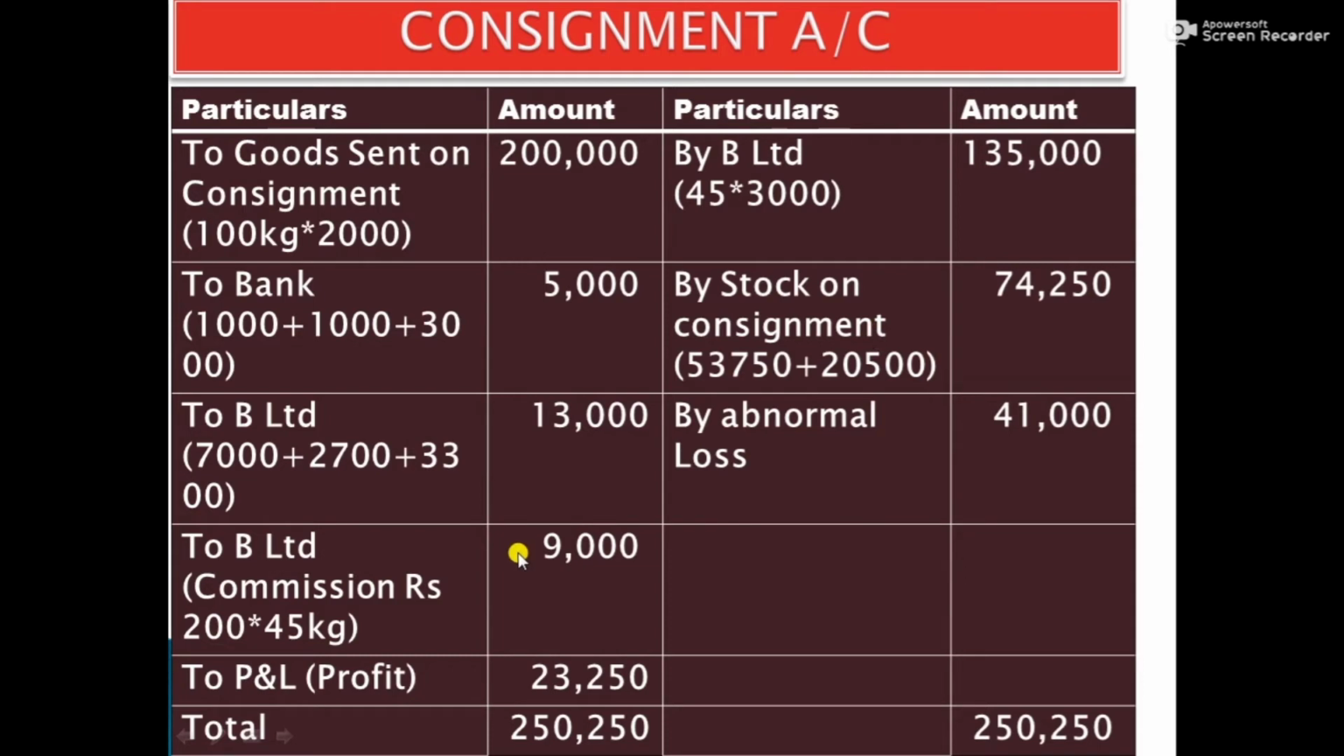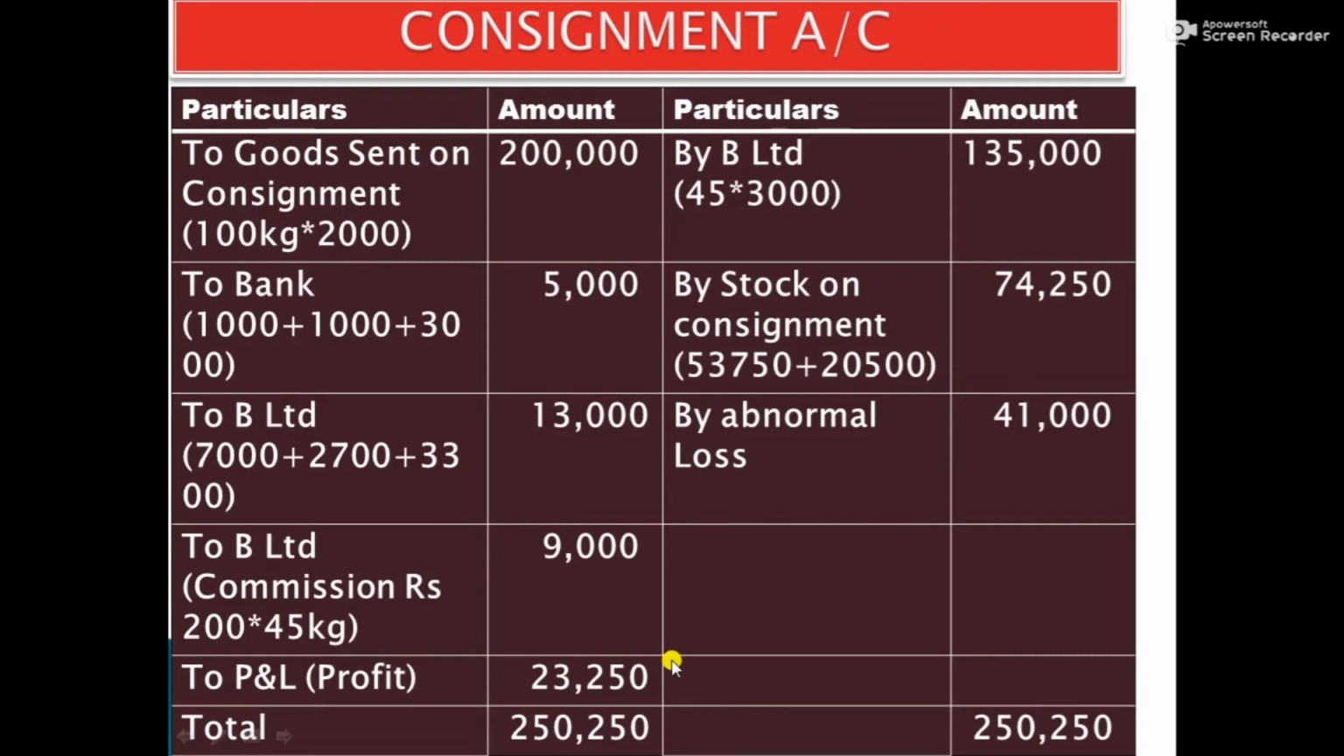By stock on consignment, 53,750 with consignee and 20,500 in transit, total 74,250. By abnormal loss 41,000. To P&L 23,250.